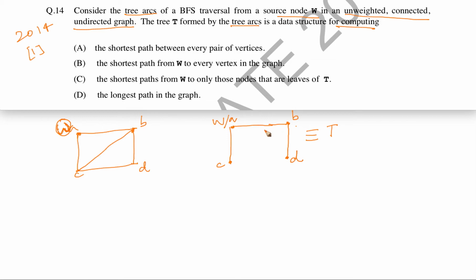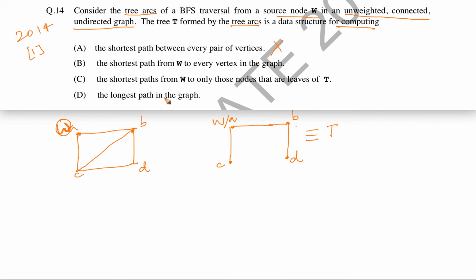So this is clearly wrong, because you can see that for C to D, the shortest path in this graph is 1, but here it is 1, 2, 3. 3 is the path length in the tree. So definitely this is not going to give us this. Okay, so this is wrong.